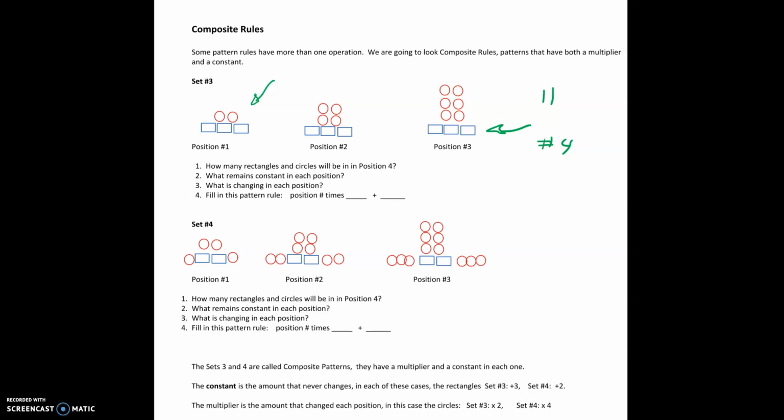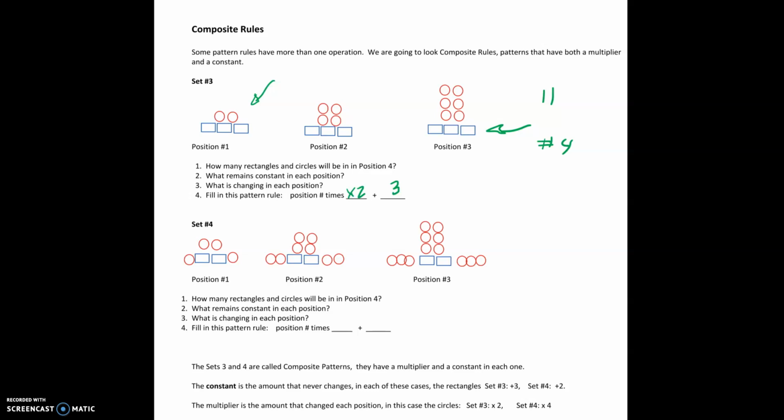Going down to what we're looking at, fill in the pattern rule. Well, position number, we know that we're multiplying by 2, just like in our last example, because that is what changes each time. And then this plus, that is the constant. It never changes, plus 3. And we can use that now for any position number to figure out how many tiles there would be.